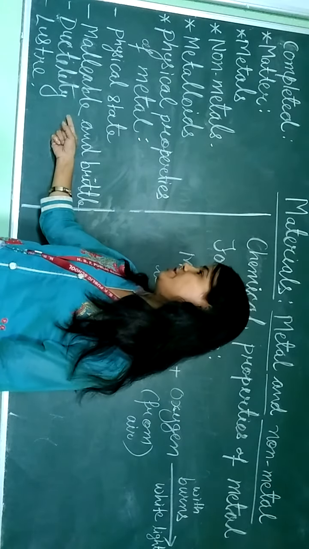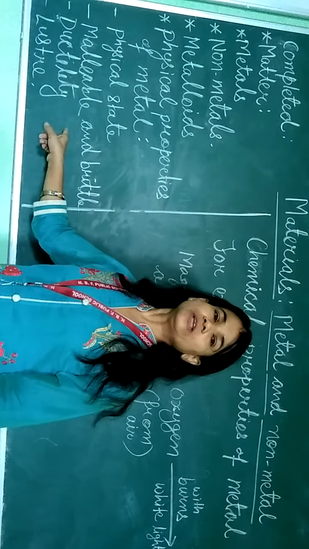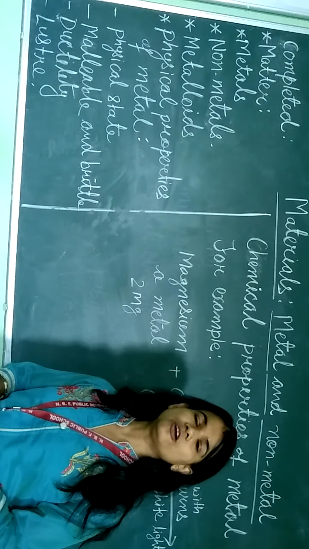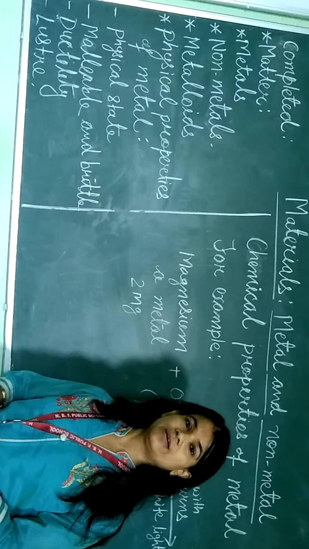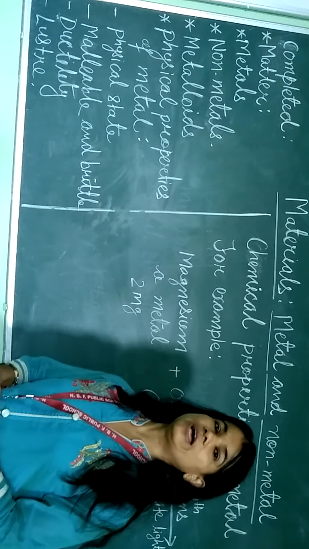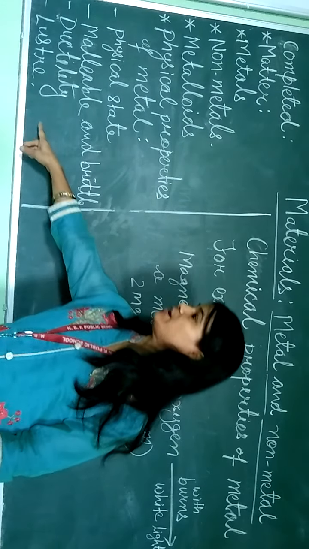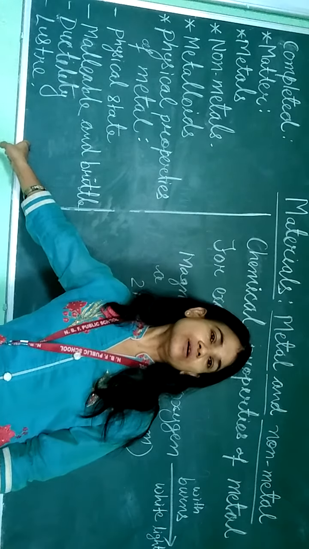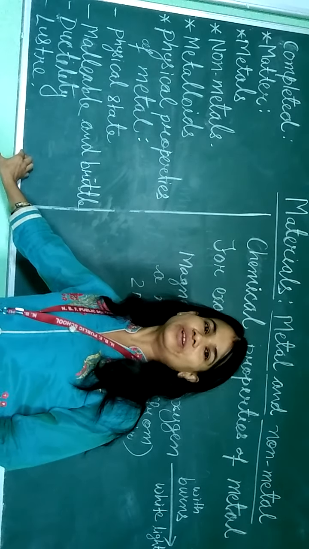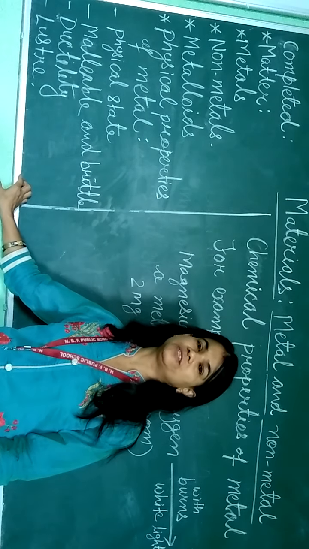Then ductility. When metals take heat, they convert into wire. This is known as ductility. When you hit non-metals with a hammer, they do not make a wire. Let's test. All metals are like this, except some metals; exceptions also continue in the physical properties of metals and non-metals.